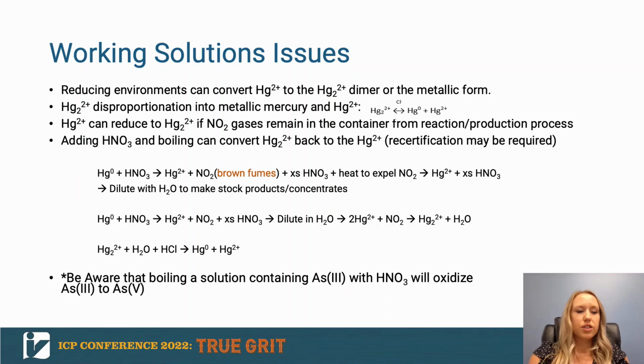So just make sure that if you do have a dimer, or if you suspect that there has been formation of the dimer, that you go ahead and heat that with nitric acid, because that is going to convert all your mercury back to the correct form in solution, which is that mercury 2+ form. Do be aware though that if you have arsenic in your solutions, this will also convert any arsenic 3 to arsenic 5 as well.